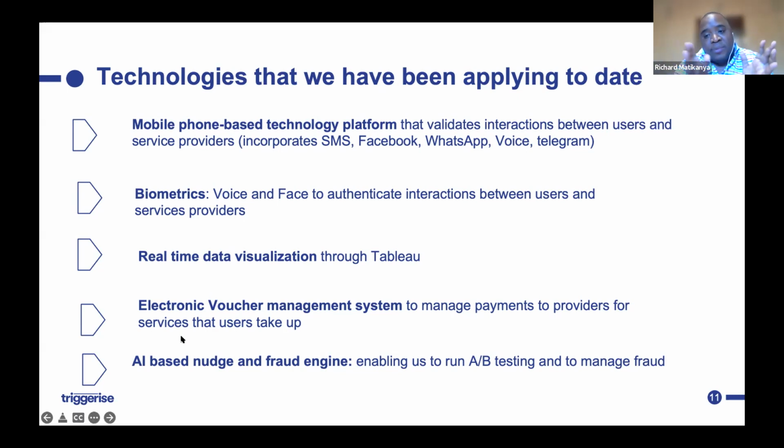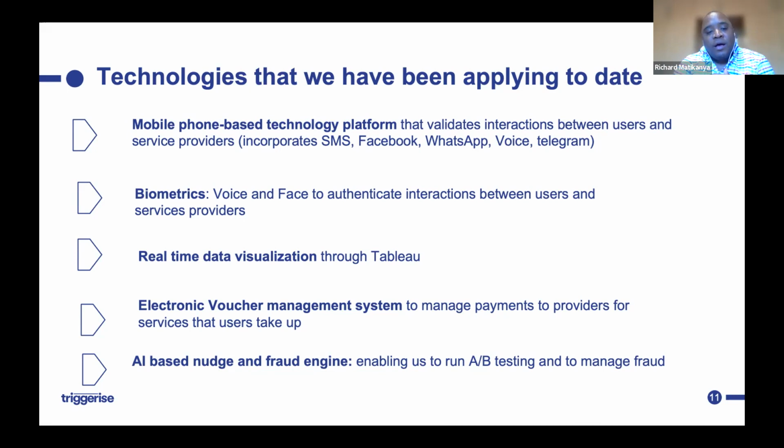The second part of it is biometrics. Biometrics are really interesting because they are able to authenticate that the person on the other side of that particular interaction is a real person. Essentially, we use two stacks. We started off with face, and I'll talk a bit later about our transition to voice with COVID. We added voice to that stack to begin to authenticate users and service providers in terms of the services that they take up. It's then supported through real-time data visualization, and we use Tableau, which provides the visualization that we need to be able to set up the program.